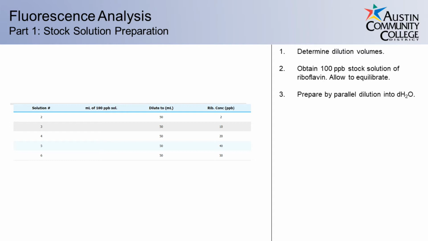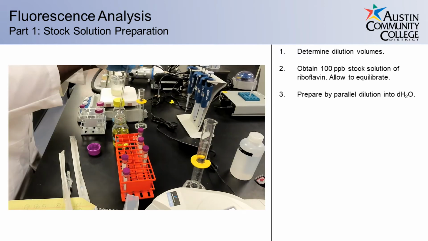In part 1, you will prepare a working stock dilution, followed by preparing a set of known standards. Determine the volumes of the known stock solution and diluent required to prepare each of your standards. Your manual will contain information on what the final volumes and concentration of each standard in the set should be. The provided chart will guide you with this determination.